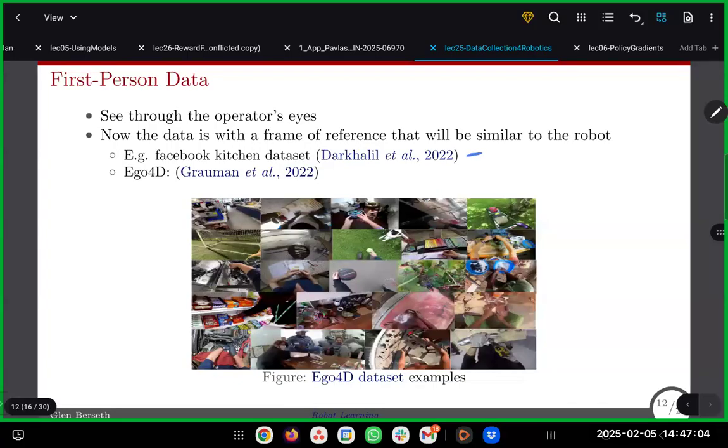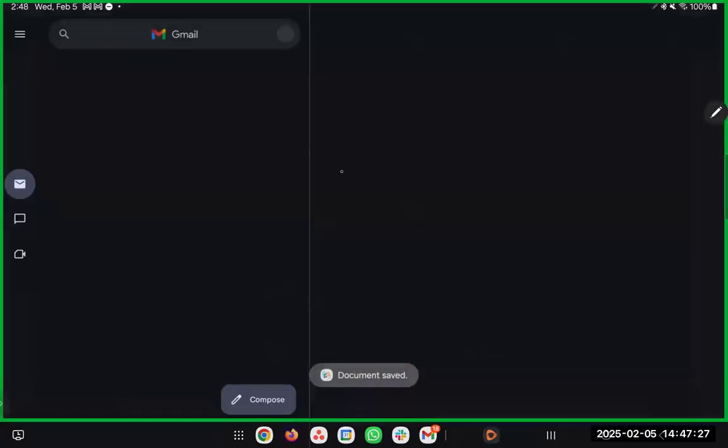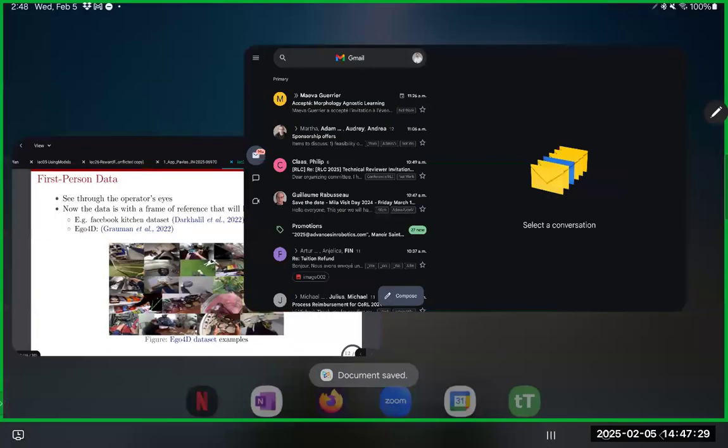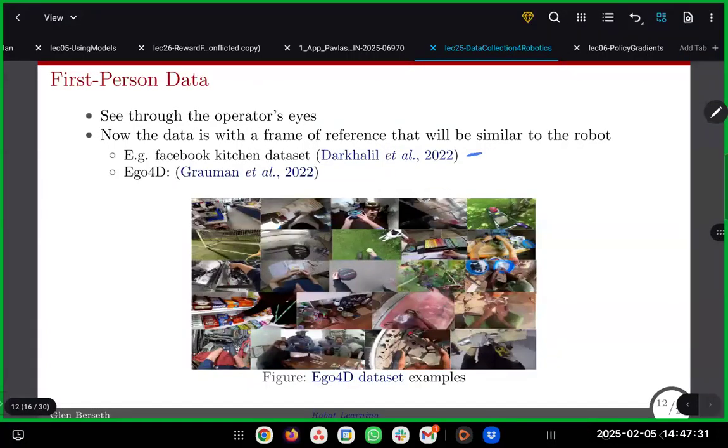For the Facebook kitchens data set, there's a bunch of people that, I don't think there might have been GoPro cameras basically in front of them, and then just went through their normal kitchen cooking, cleaning operations in life. So that there would be some first person interaction data in order to be able to train a model. And then there's this slightly different version, this Ego 4D data set.